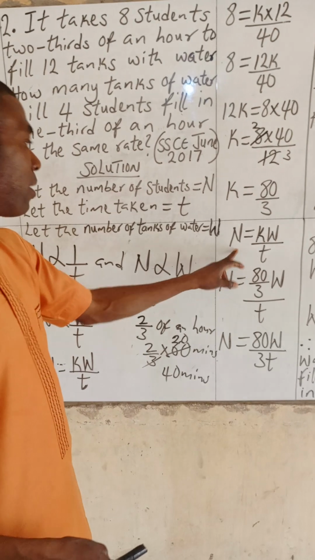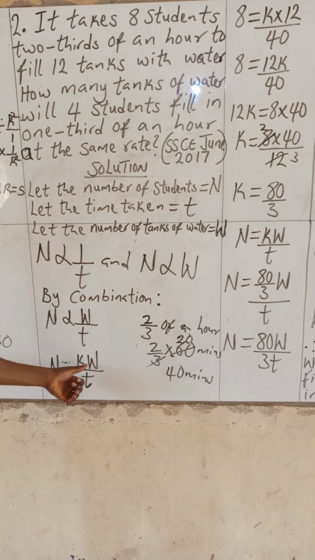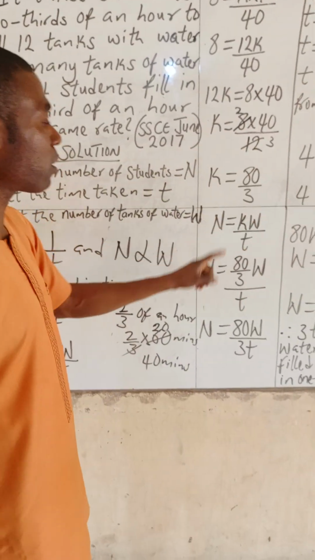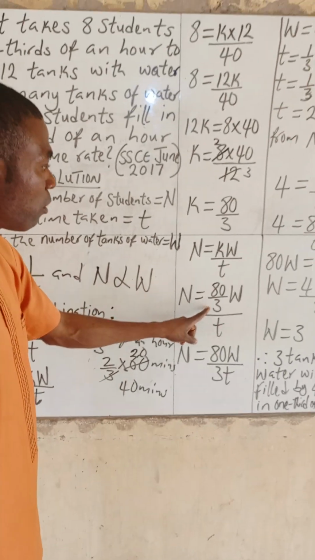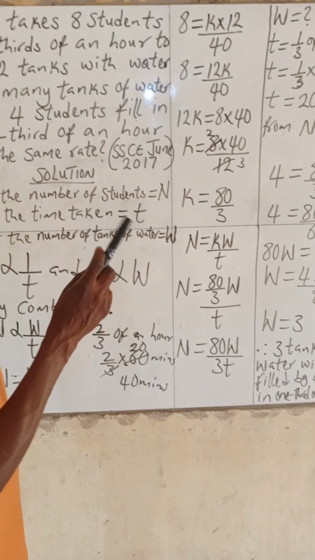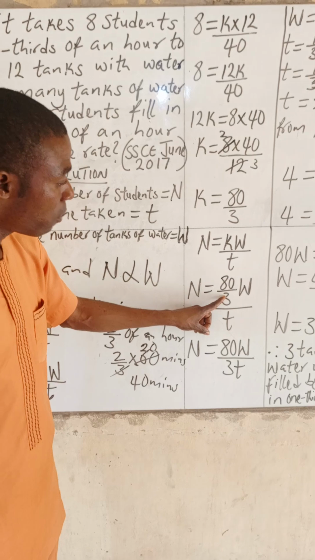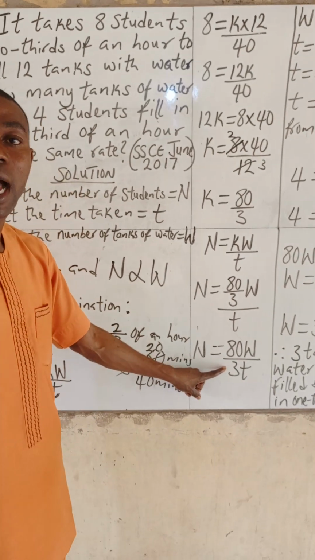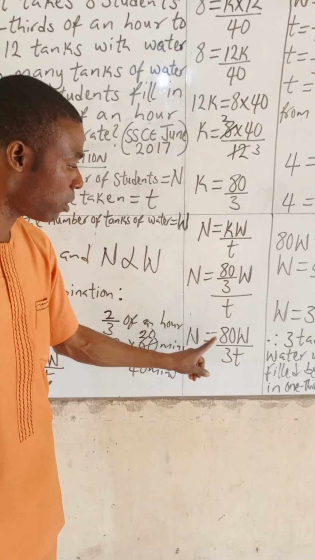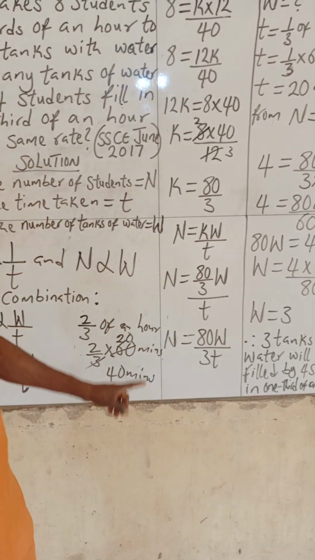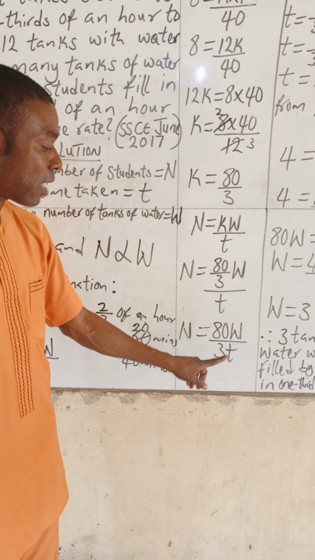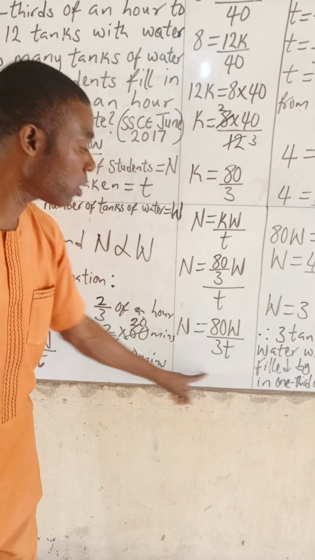So we come back to that relationship. From here, n equals kw over t. Then we are going to substitute the value of k, which is that constant. So we now have 80 over 3 times w divided by t. Remember in our previous example, we said in this case, we can push this 3 down, and I've explained why. So pushing it down, it will now be 80w over 3t. So this is now the relationship between the number of students, the number of times they will fill, and the time it will take.